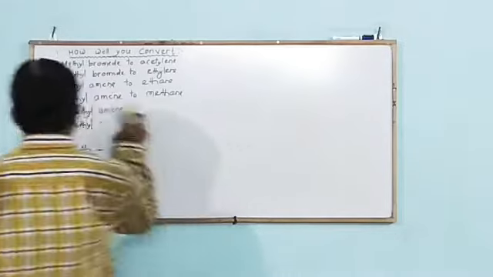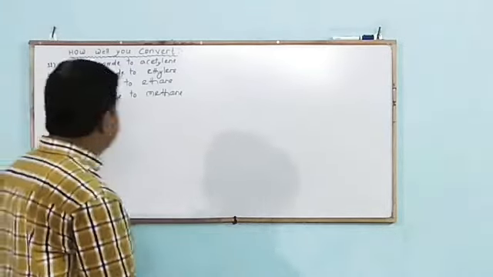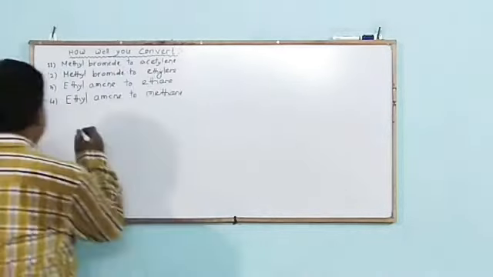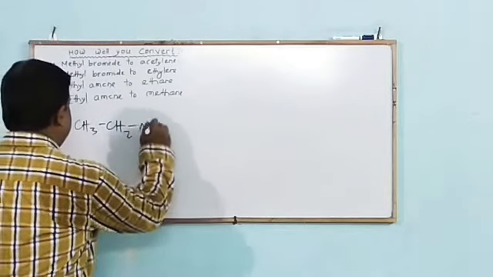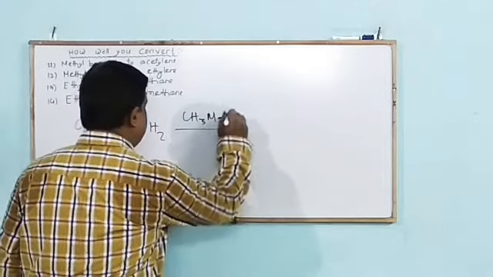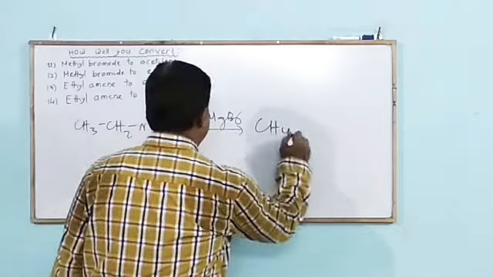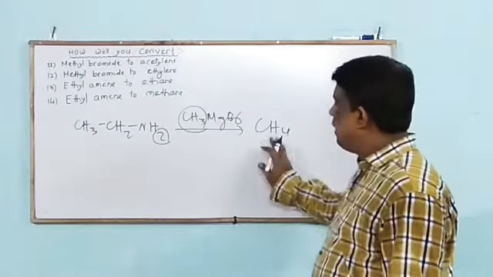Next question. Ethylamine to methane. Mark that. CH3CH2NH2, same thing is there, methyl magnesium bromide. This group takes the H to form CH4. In this way, ethylamine to methane.